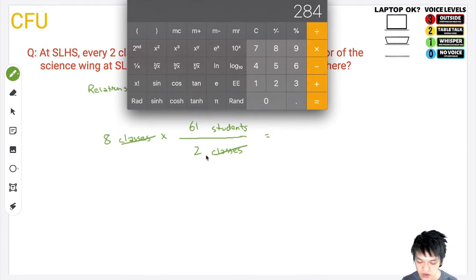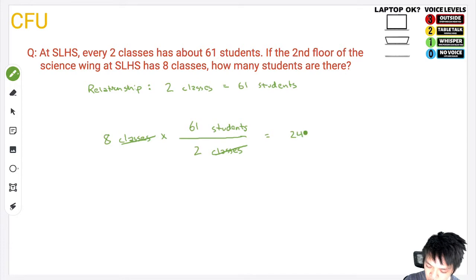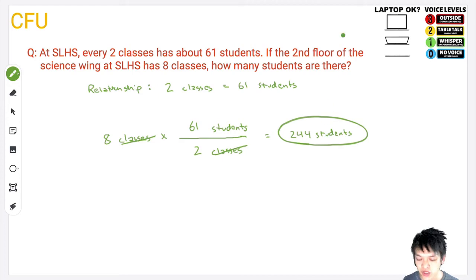That gives us 284. Let me double check this. 8 times 61 divided by 2, 244. Let me just triple check this. 8 times 61, divided by 2 equals, okay, it showed up twice here. Sometimes you just gotta double check or triple check. So we have 244. 244 what? 244 students, right? And that's what the question's asking for, so we know that this is probably an appropriate answer.